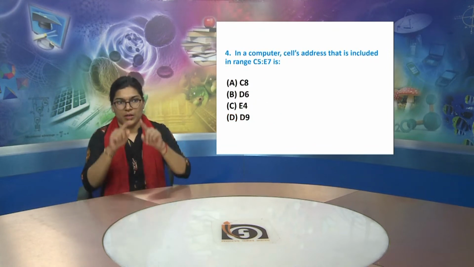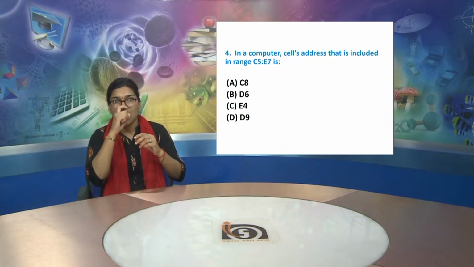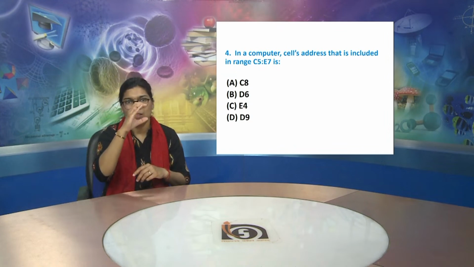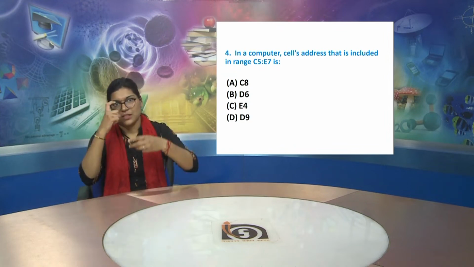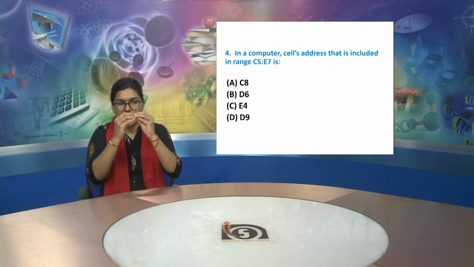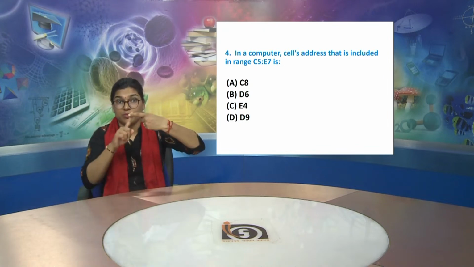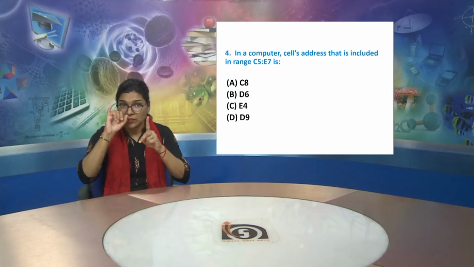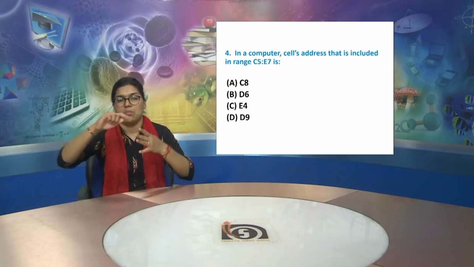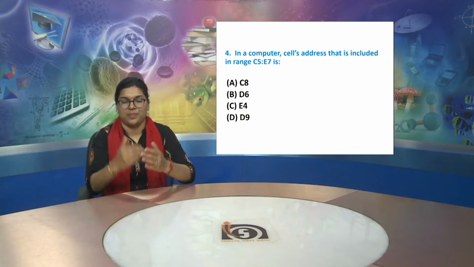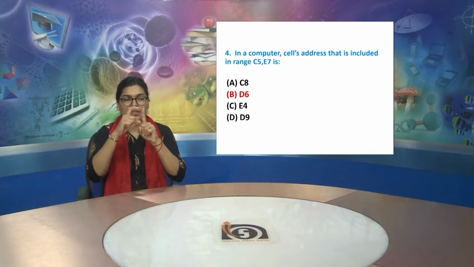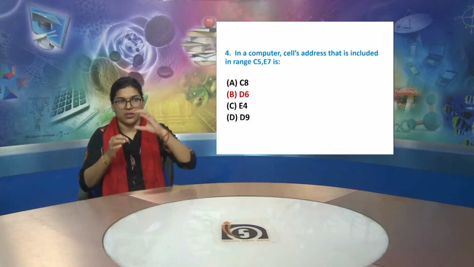Fourth question. In a computer, the cell address that is included in range C5 and E7 is, you have to choose the correct option out of A, B, C and D. Option A, C8, option B, D6, option C, E4, option D, E9. See, the correct option is D6.